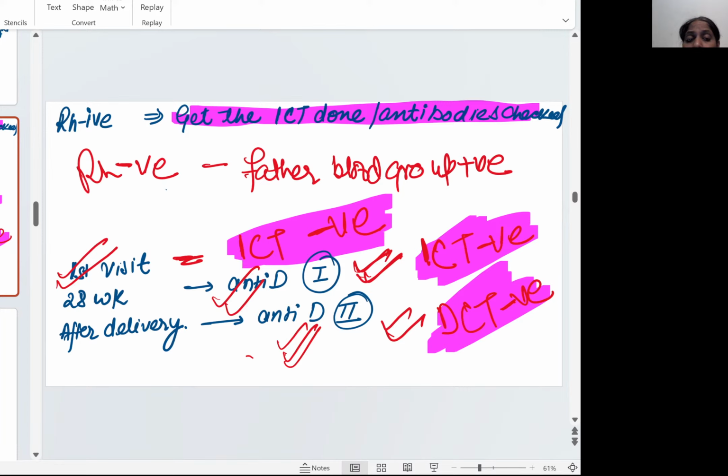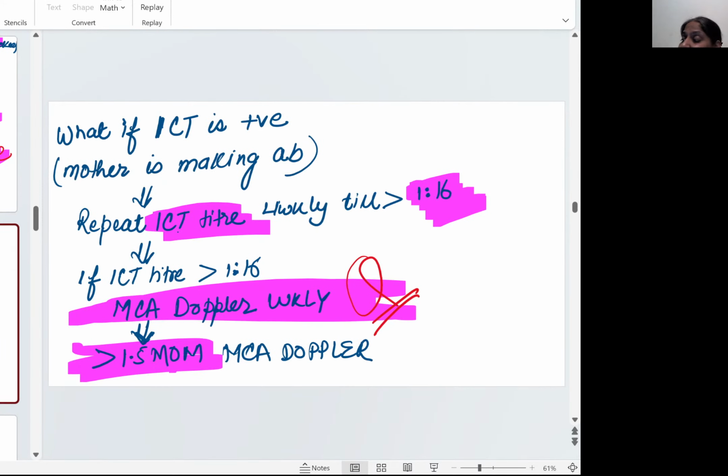That is the management of Rh negative if ICT is negative. Dr. Isra, is it clear? What if ICT comes positive? If the mother starts making antibodies, then we have to get the ICT titers done 4 weekly.